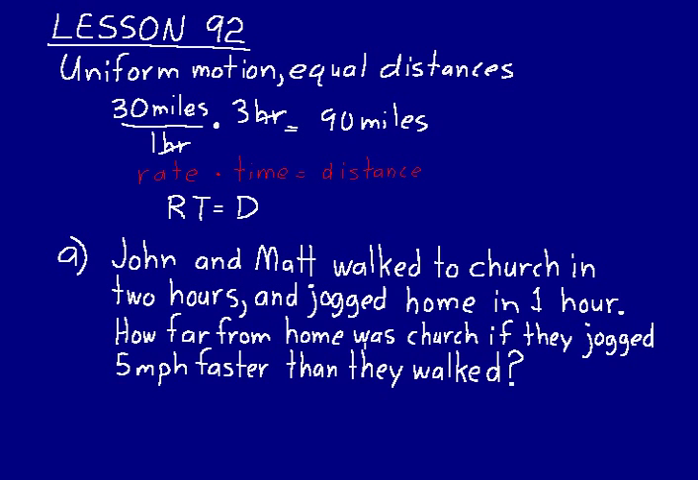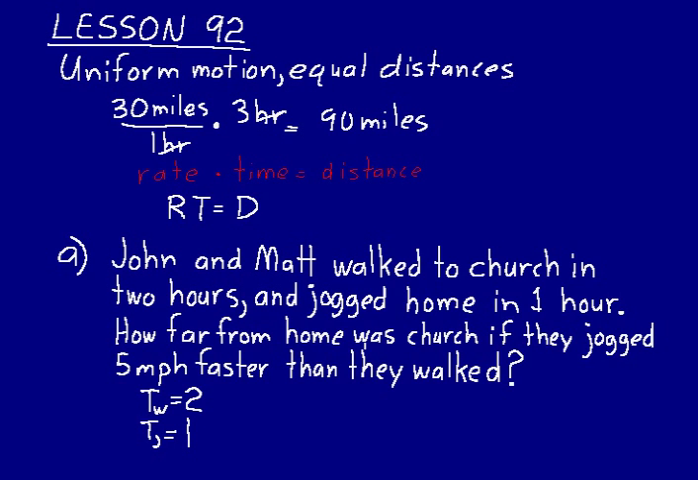We know the times here. We know that they walked to church in 2 hours and jogged home in 1 hour. So let's go ahead and start writing down information that we know and some equations that we know. We know that they walked to church in 2 hours, so we can say T for time walked, T sub W is equal to 2, and the time jogged, T subscript J, is equal to 1.